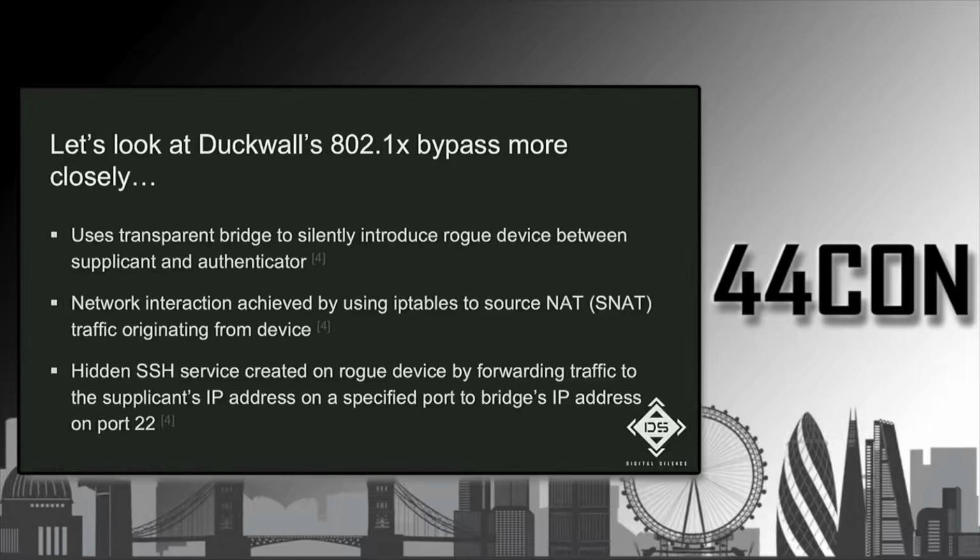So Duckwall's answer to this, and we'll go into why you have to do this a little bit later, was two things. The first thing he did was use destination NATting to create a hidden SSH service that you could access from a very specific IP address with a very specific route setup, et cetera, if you were on the internal network.